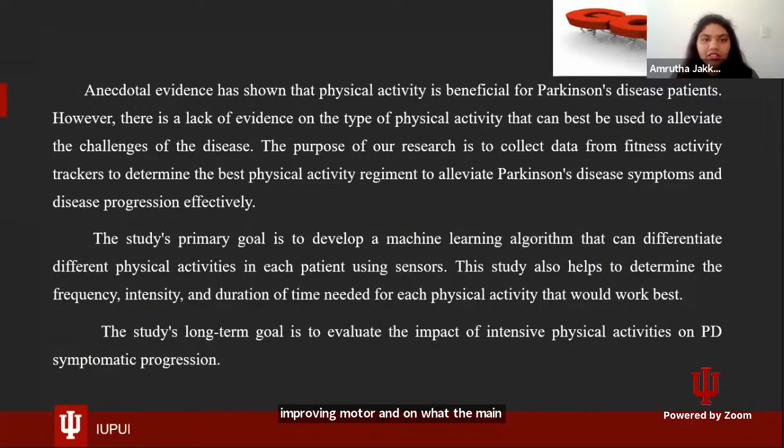The main objective of the study, the primary goal, is to develop a machine learning algorithm that can differentiate different physical activities in each patient using sensors. This study also helps to determine the frequency, intensity, and duration of time needed for each physical activity that could work best. The study's long-term goal is to evaluate the impact of intensive physical activities on PD symptomatic progression.